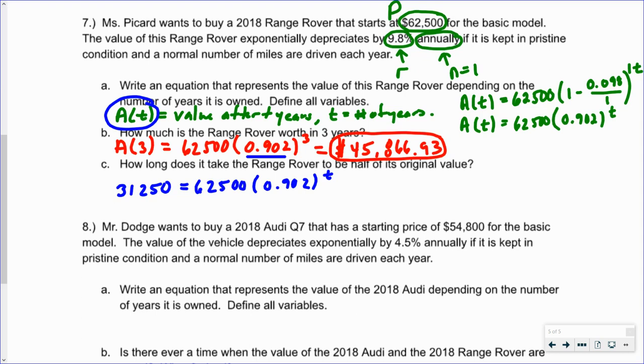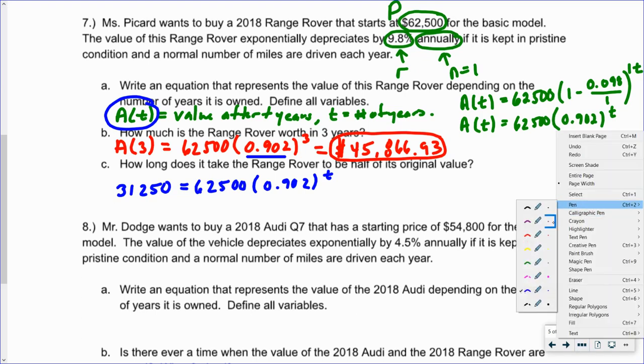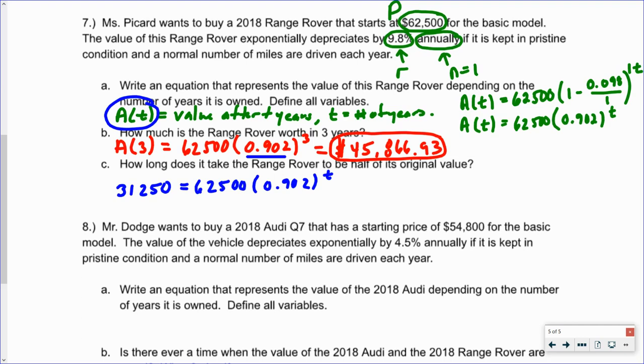So now what we're going to do is try and solve this equation algebraically. I'm trying to isolate t now. I want to find the time that it takes for the car to get to half of its original value. So I'm going to divide both sides by 62,500, and we're going to get 0.902 raised to the t power equals 1/2.